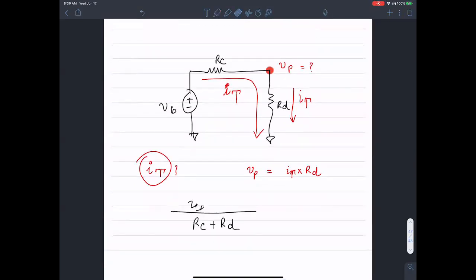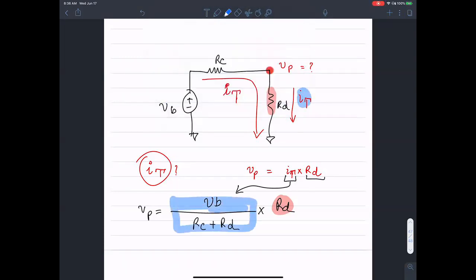Right, exactly. So that's the total VB over the sum, the total resistance RC plus RD. Multiply that, so that's IT. And in order to find VP, I simply have to multiply that by RD. So we don't have to remember the equation here. You simply remember that the resistance RD times the total current in here would give me the voltage drop, VP. Perfect. Thank you.